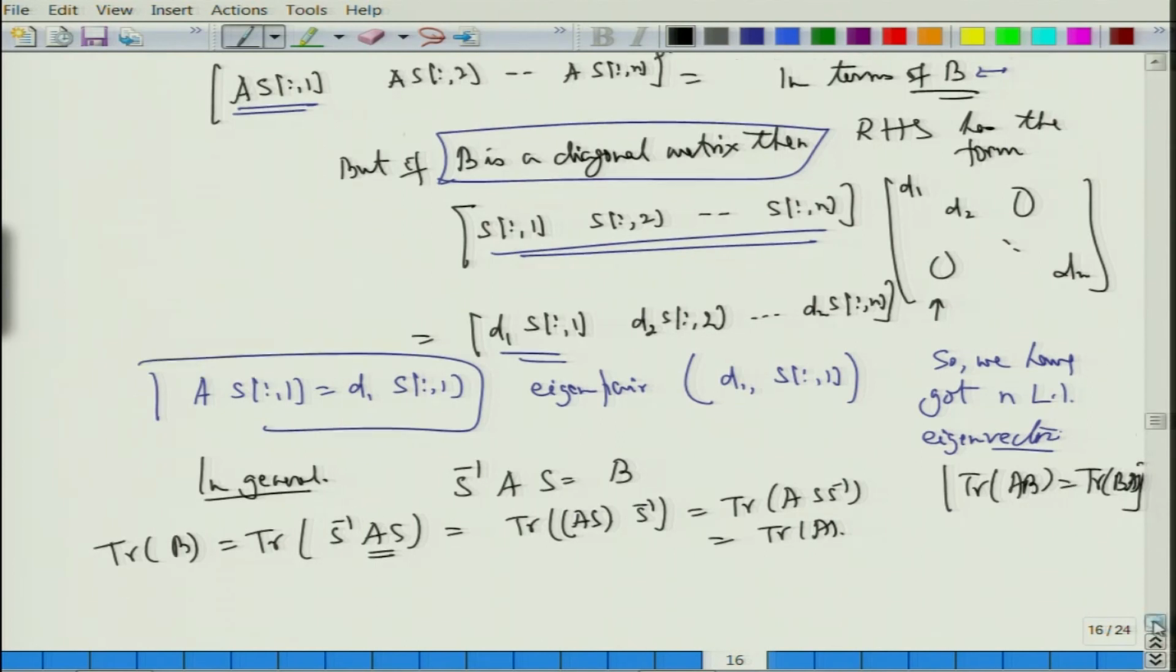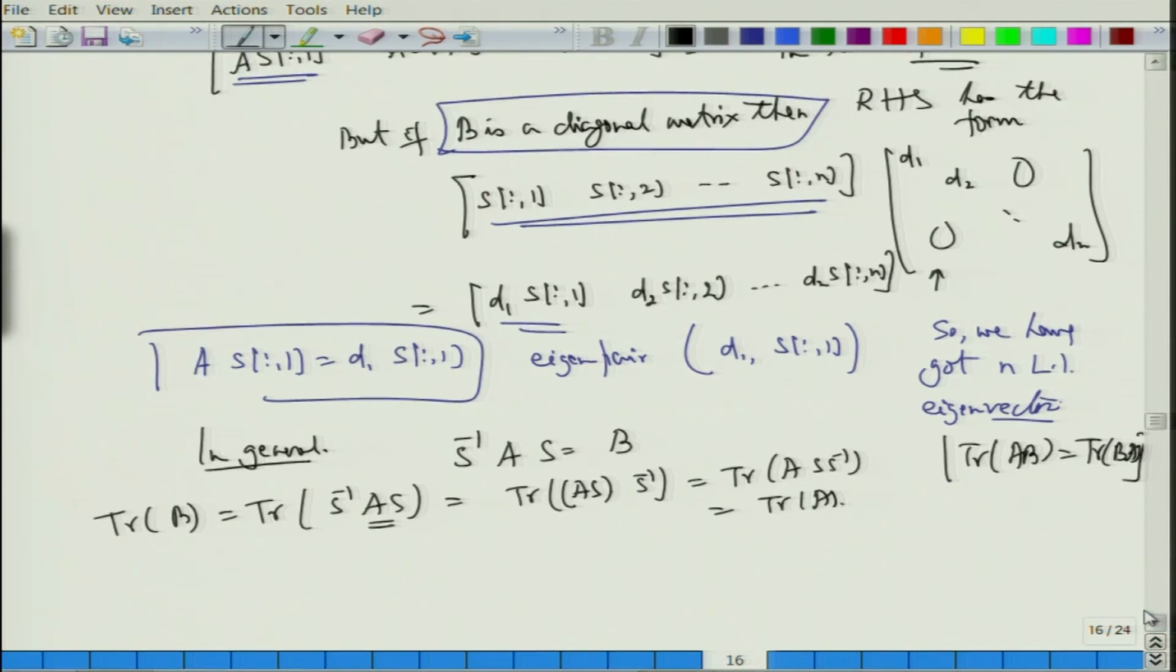So when I do similarity transformation, the trace does not change. Fine. So trace does not change under similarity transformation.